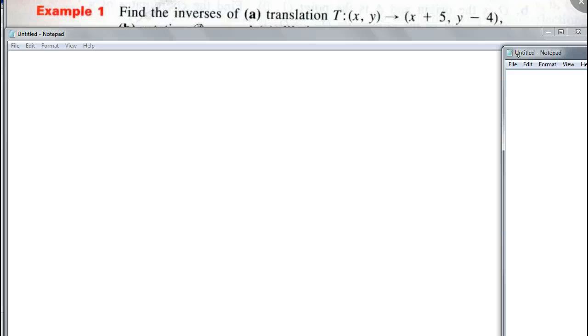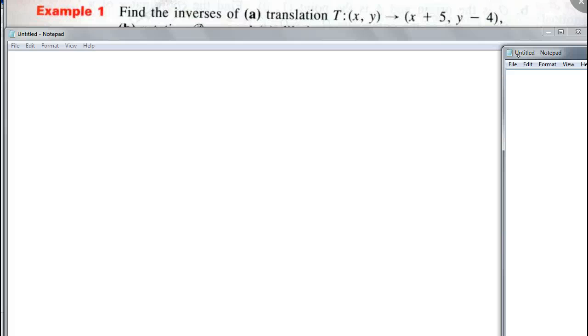So imagine your pre-image is x comma y, right? And what does this transformation do? It moves it to x plus 5 comma y minus 4, right? We want to find the inverse mapping that will now put you back to x comma y.